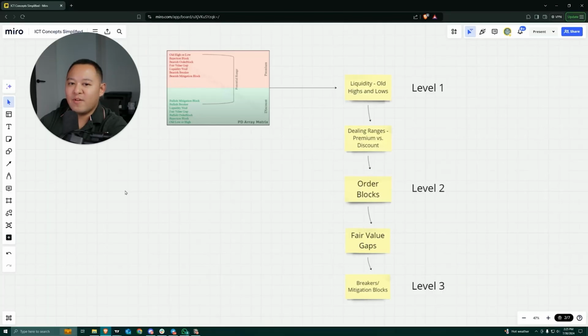So I know this was a little bit of a rant, but I hope you guys enjoyed the video and took something from it. I think the key is breaking down the PD array matrix. This way you can assess where you are in your trading journey and actually focus on improving.